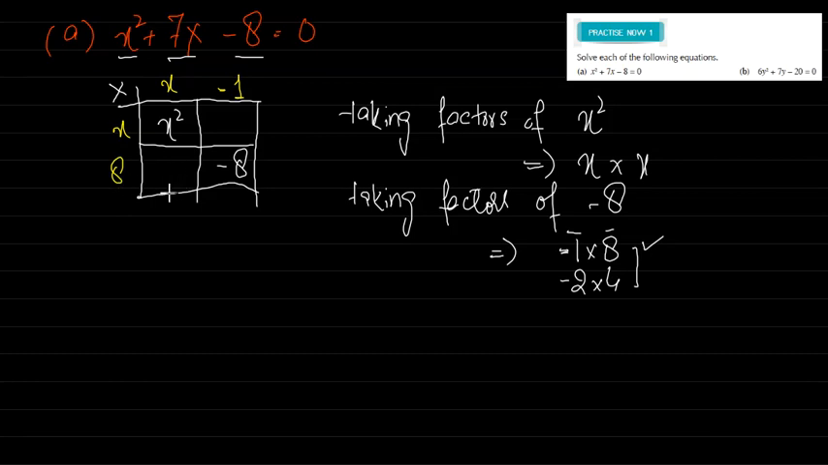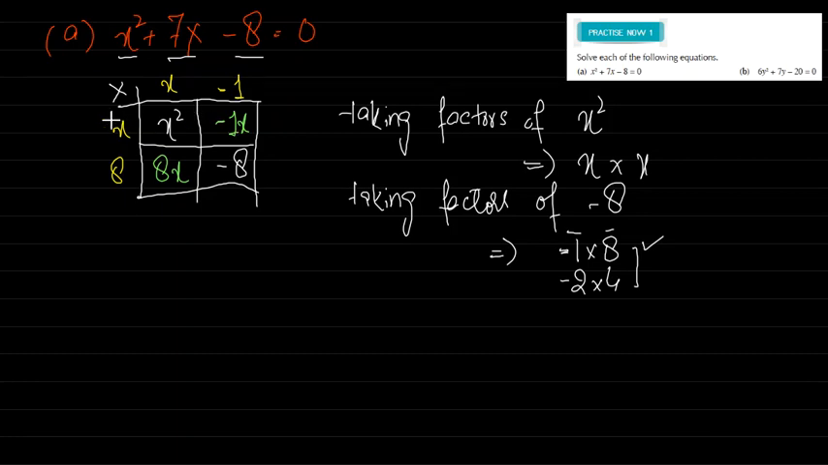Okay, and the last step, we'll just multiply it. How? You see, if you multiply x into x, it becomes x square. Now if you multiply 8 into x, it becomes 8x. And now if you multiply x into minus 1, it becomes minus 1x.